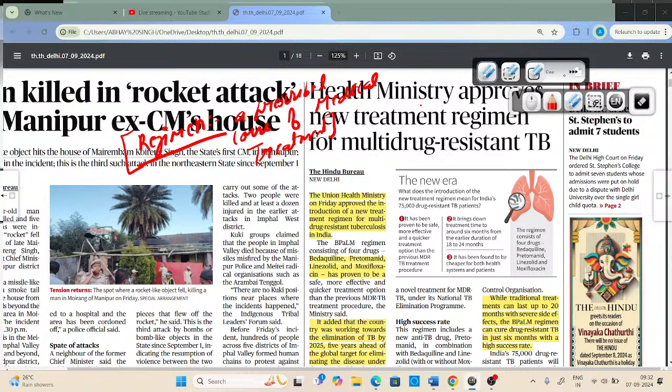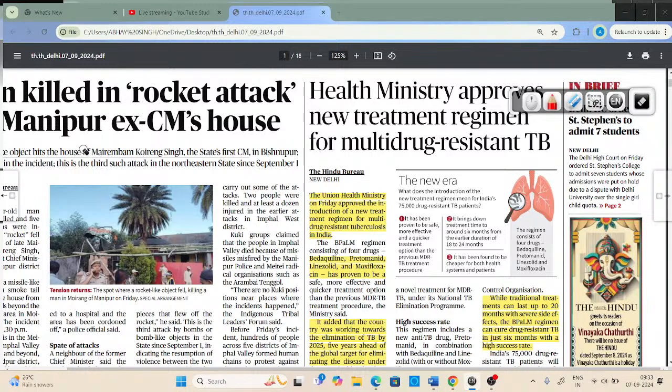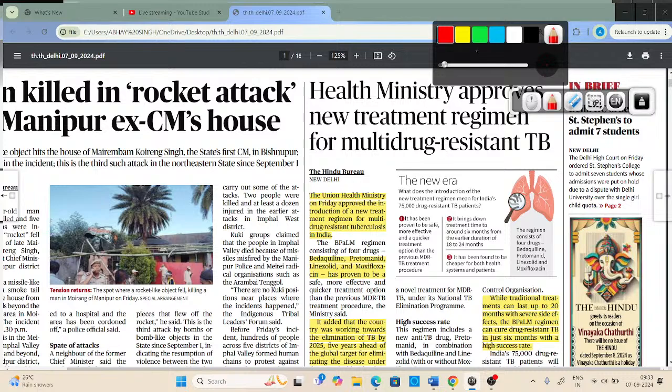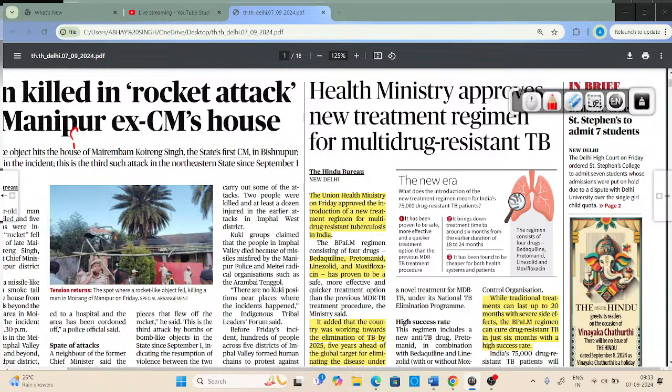Now we have understood the background: what is multi-drug resistant TB, and what we understand by a regimen. Now let's move into this particular article. The Ministry of Health has given the approval to this treatment regimen, and the name of the treatment regimen is BPaLM. Now, what do we understand by BPaLM?